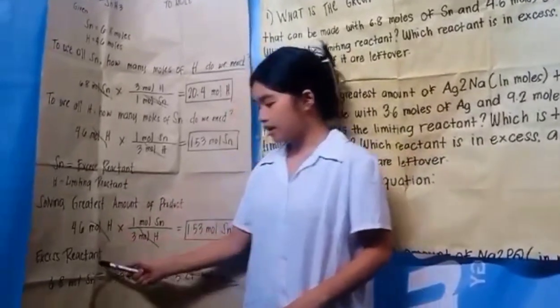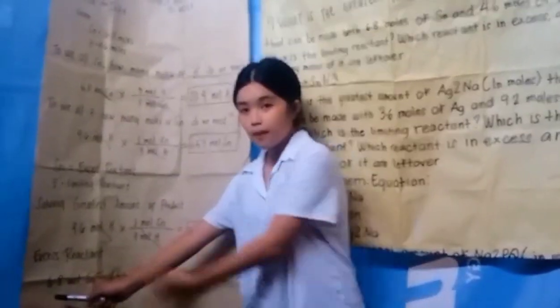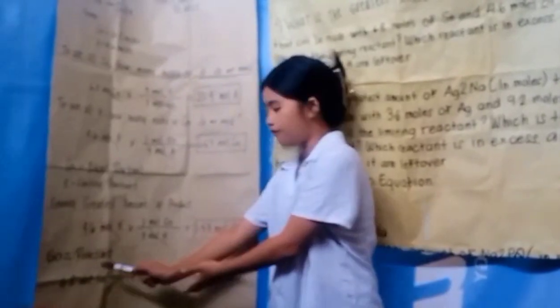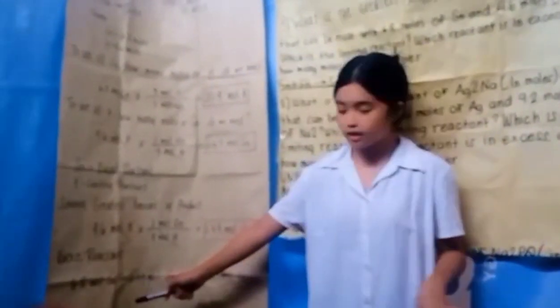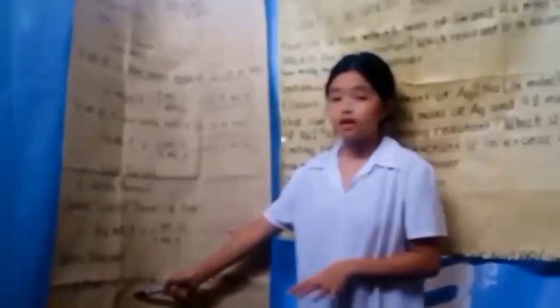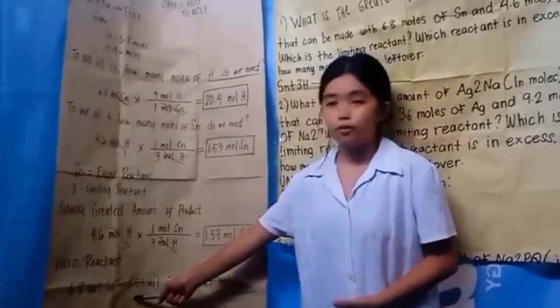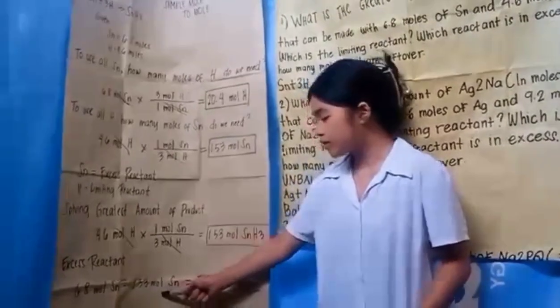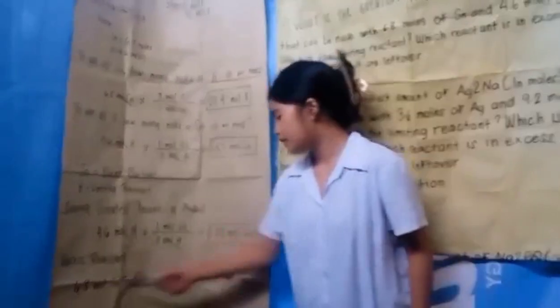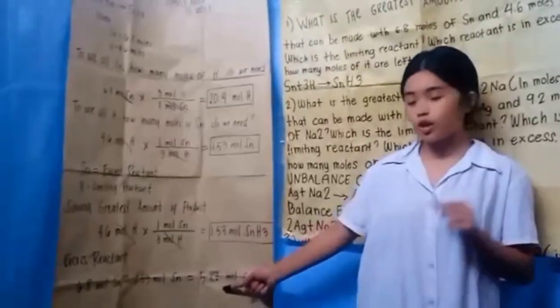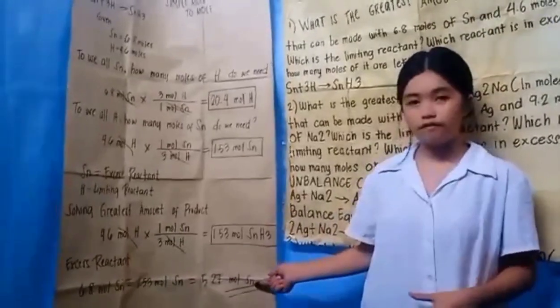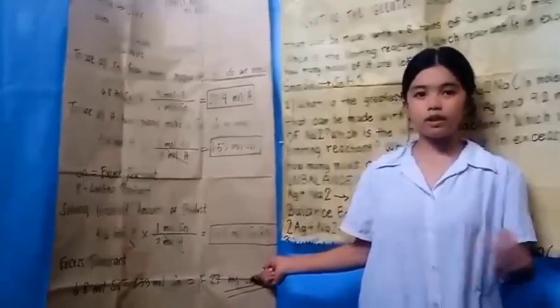For the excess reactant, we have 6.8 moles of Sn subtracted by the product, which is 1.53 moles of Sn, and the result would be 5.27 moles of Sn, or in element name, tin.